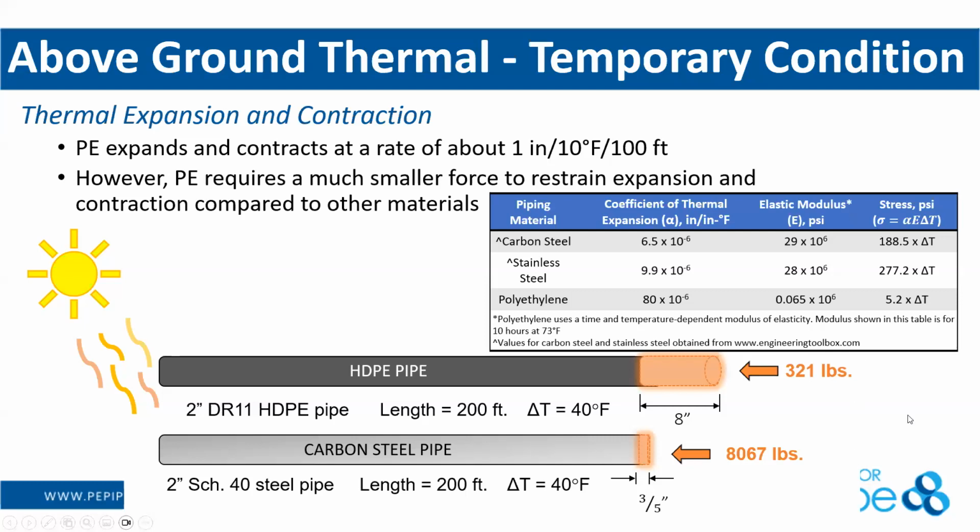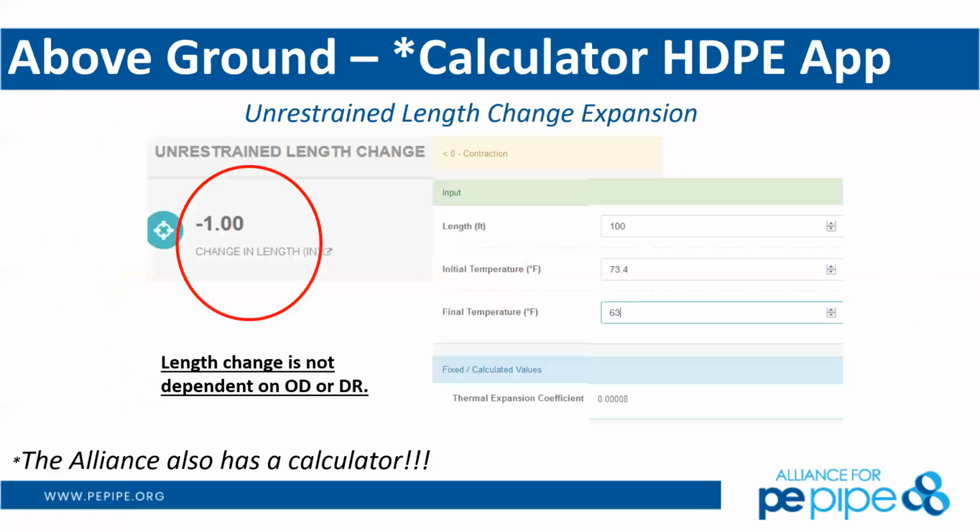The nice part about it is because the elastic modulus on polyethylene is lower compared to steel pipe, it's a lot easier to constrain that stress or that potential growth or contraction of the pipe because the force generated is so much less. So you can see that it's only 321 pounds to constrain that versus 8,000 pounds to constrain the same size of steel pipe for the same condition. So again, it's very easy to mitigate any of those concerns.